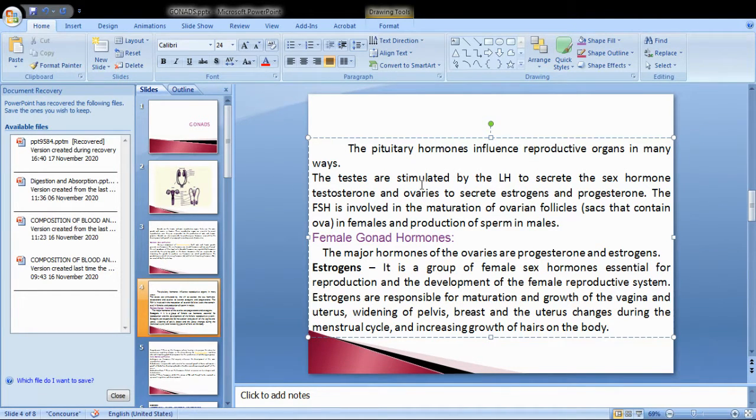The testes are stimulated by the luteinizing hormone. For what purpose? To secrete the sex hormone testosterone, whereas the ovaries secrete estrogens and progesterone.